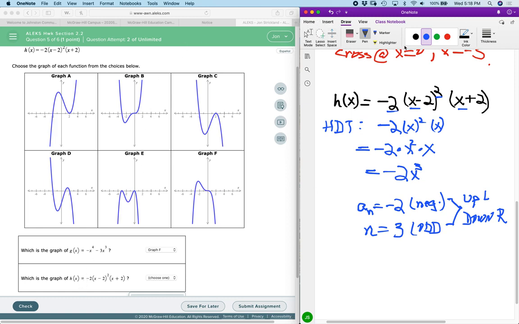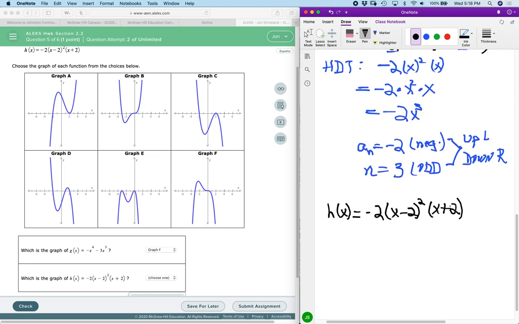So it's going back, so you have h of x, have -2 times the square of x minus 2, times the quantity of x plus 2. And we have, in the case of the zeros, from x minus 2, I have x is equal to 2. For x plus 2, I have x is equal to -2.